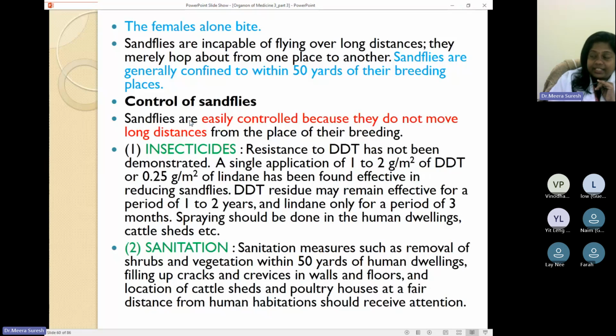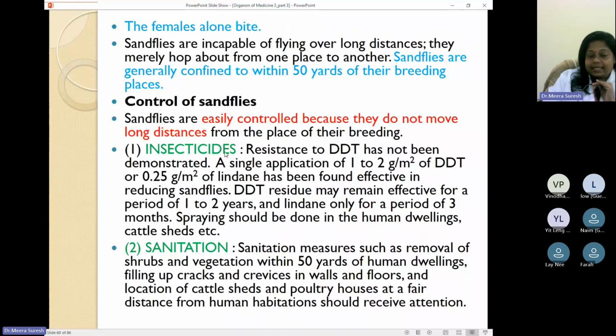But in case of sandflies, because they are not moving for a longer distance, just hop on movements, and also within and around that area of habitat, it is very easy for us to destroy their breeding places. Thereby we can target effective control measures for the disease, especially Kala Azar. And as I told, they are easily controlled because they do not move long distances from the place of breeding.